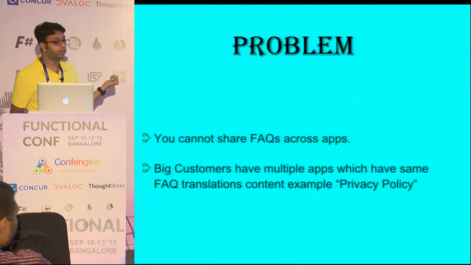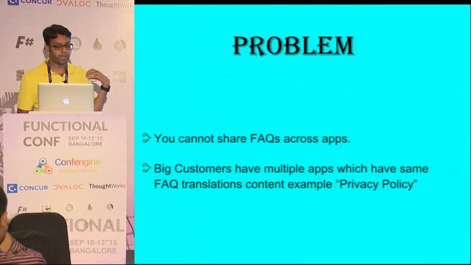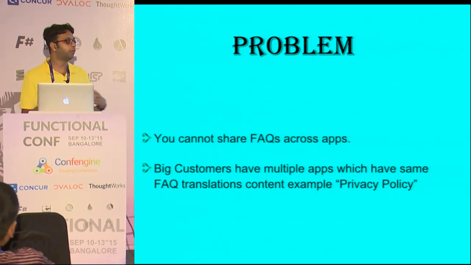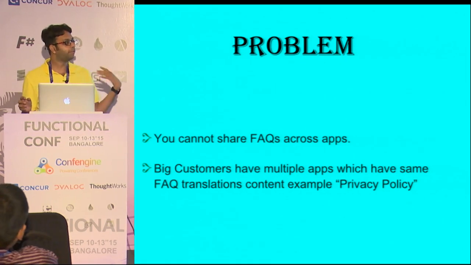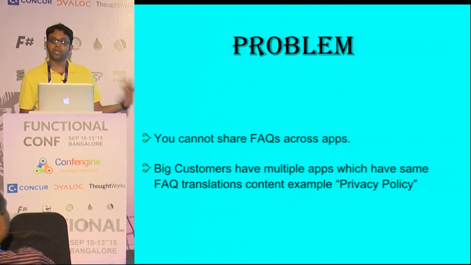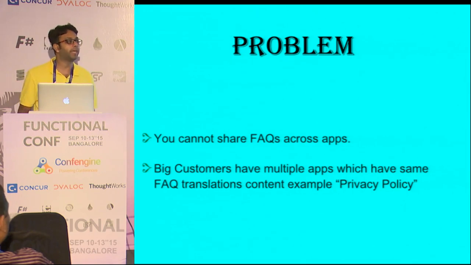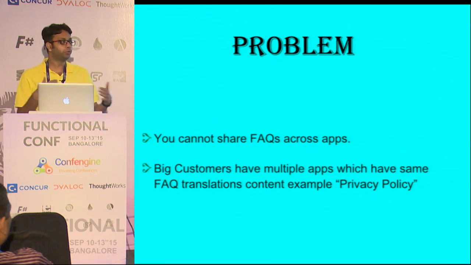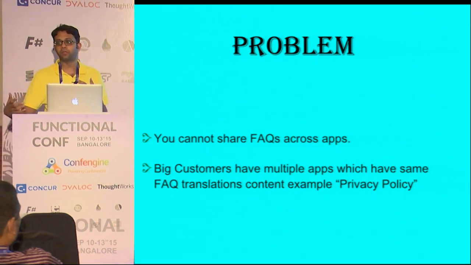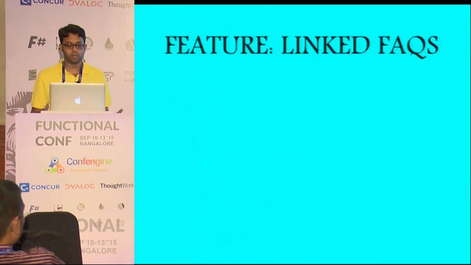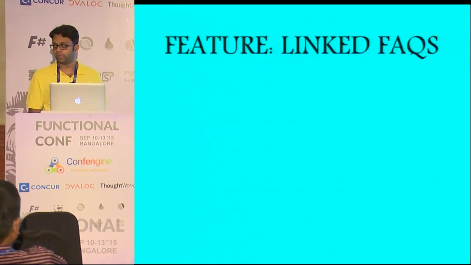So there is a problem in our system which we were trying to solve: currently we could not have one FAQ common across several apps. If you have, say, a privacy policy, you need to create that privacy policy again for a second or a third app. So we needed to solve this, but there was a constraint that the customers wanted only the content to be shared, but not the whole meta. They didn't want to share all the meta of whether this FAQ is available or not. So we introduced a feature called linked FAQ.